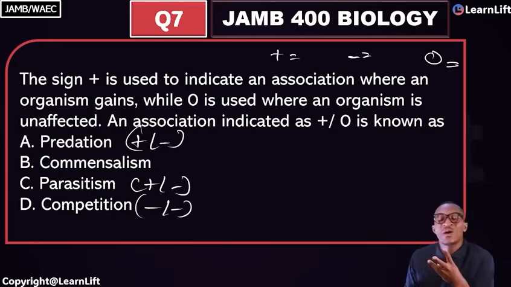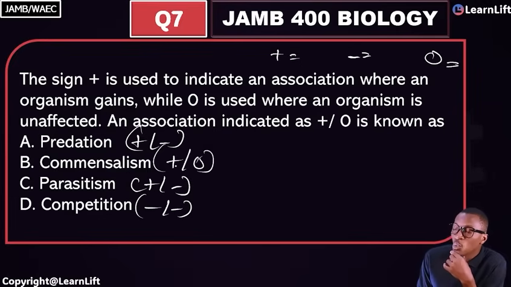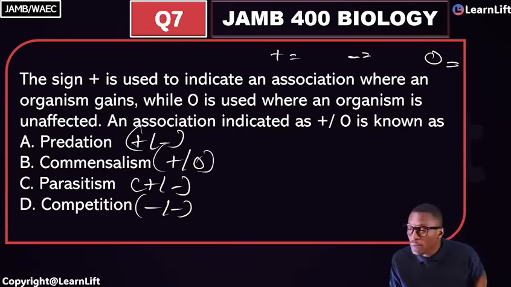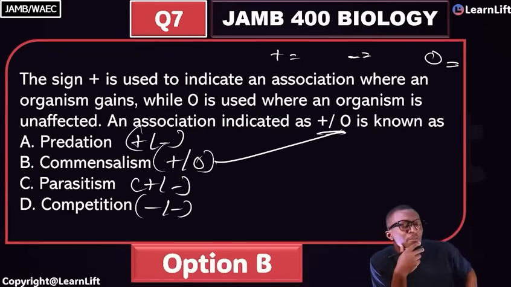Now, what's commensalism? One is gaining, the other is neither gaining nor harmed. That's why I call it positive stroke 0, which is one is benefiting, the other is neither harmed nor benefiting. So what becomes the answer? The answer when there is plus negative, that's option what? Option B. Option B becomes the answer.